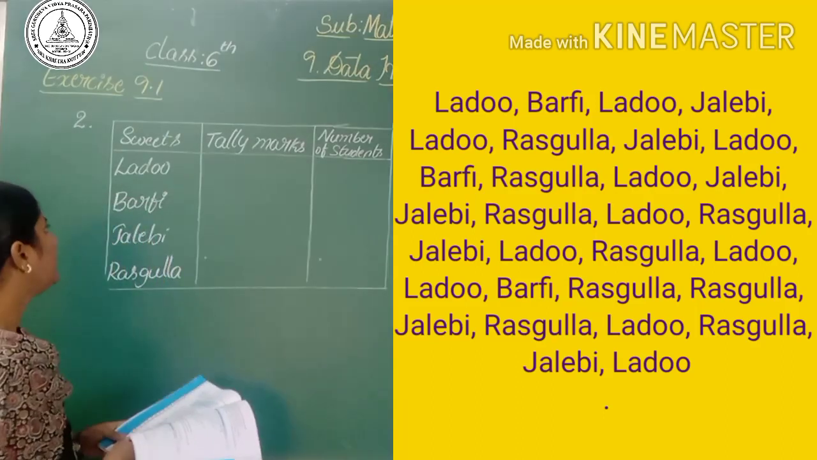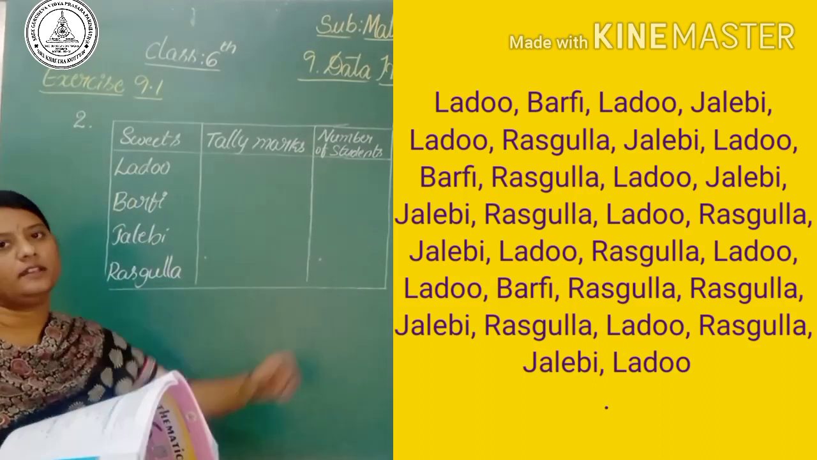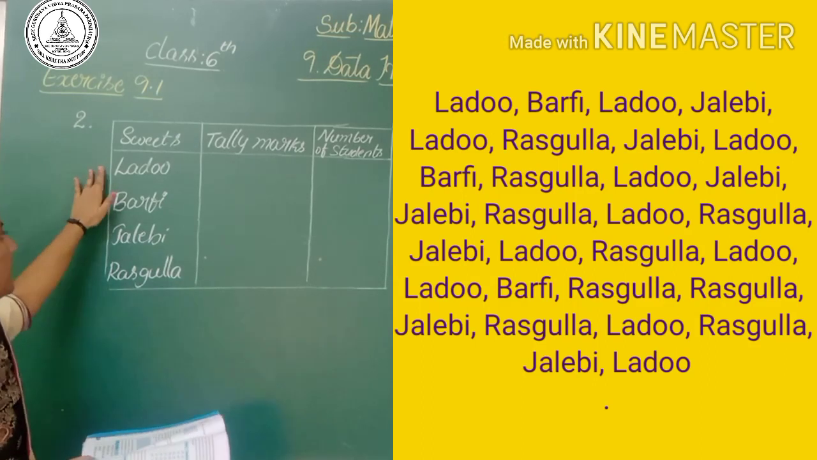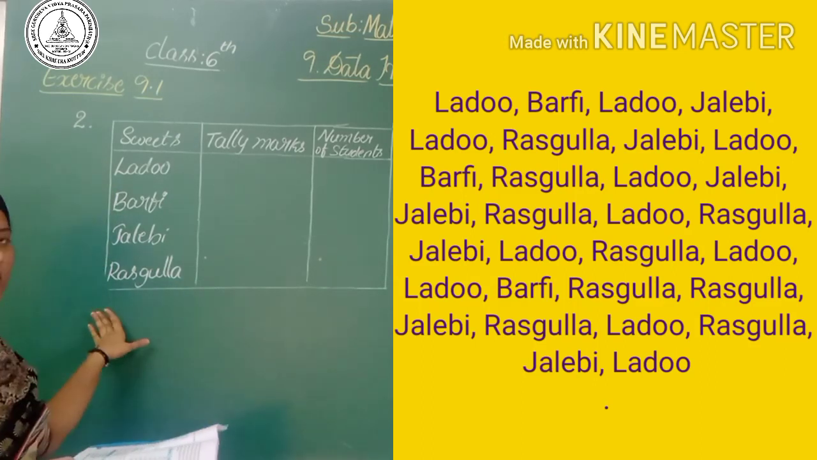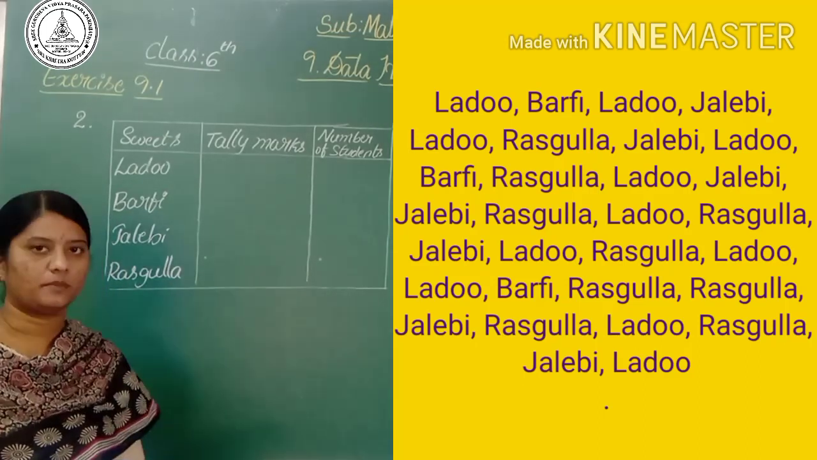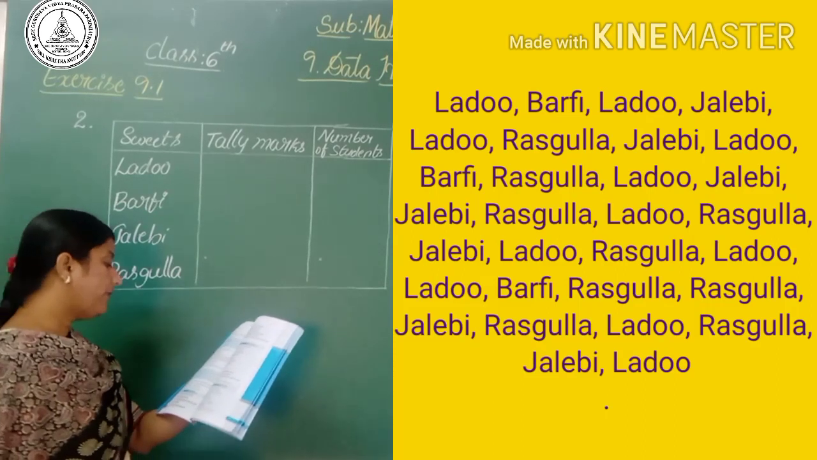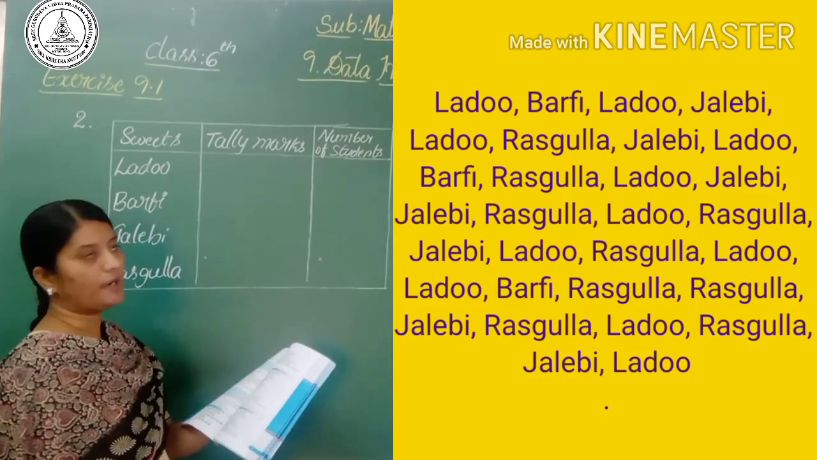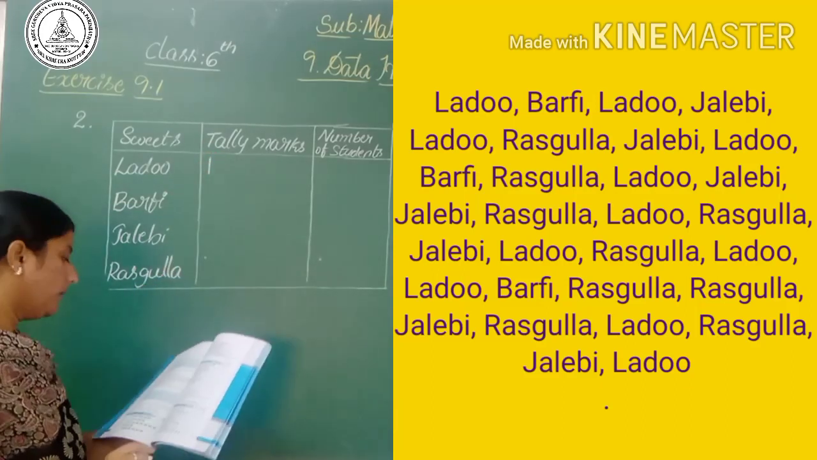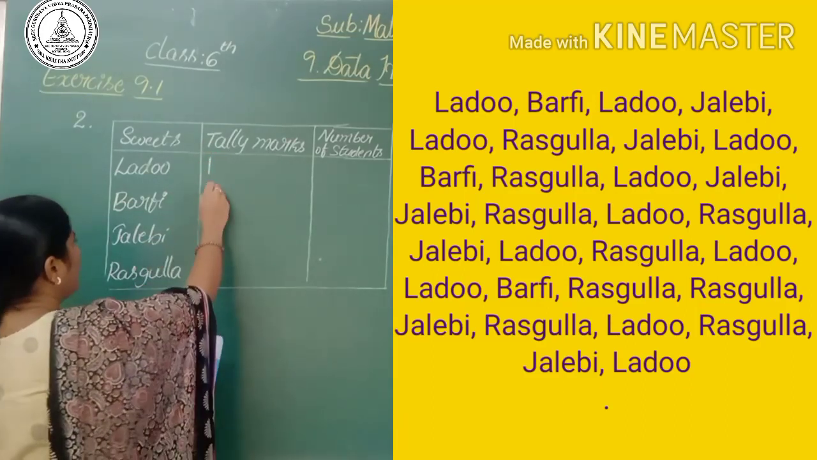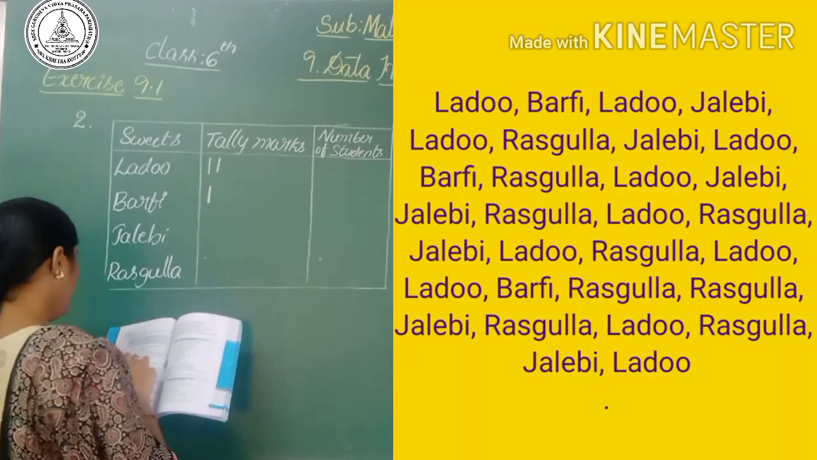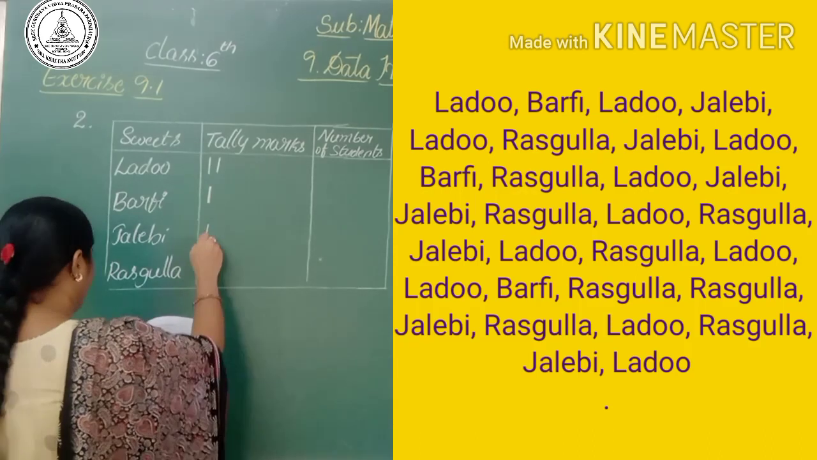Okay, so here I have written sweets, tally marks and number of students. So there are the 4 sweets, laddu, barfi, jalebi and rasgulla, and now we have to write the number of students using the tally marks. Okay, so here the first student prefers laddu. So here there is a laddu, we have to keep one tally mark. Okay, and the second student barfi. Third one again laddu. Fourth one jalebi.